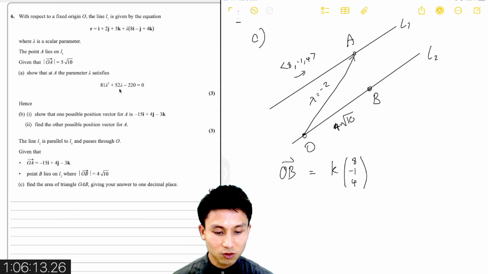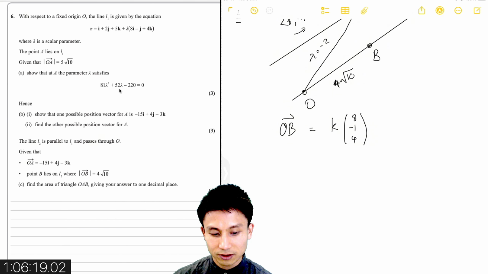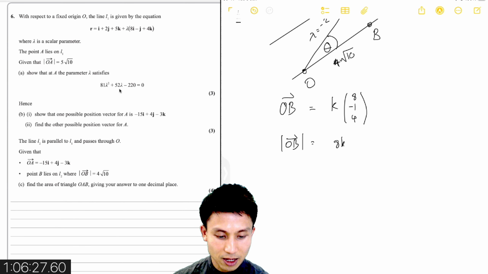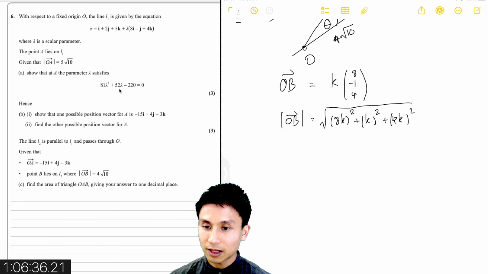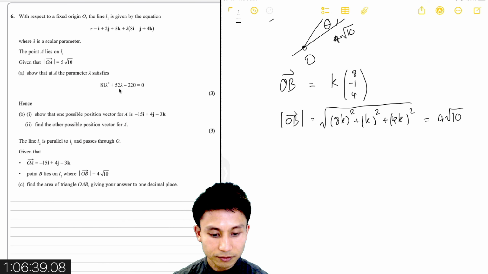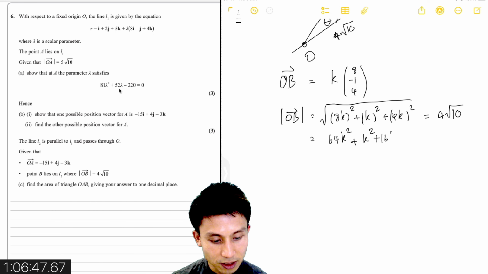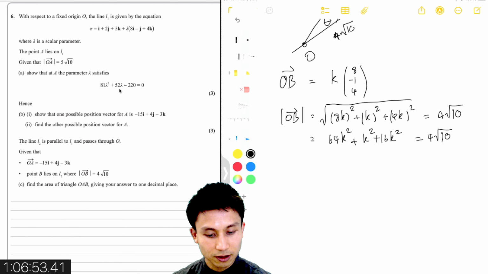Now we're going to find the angle between the vectors and find the area. We will find this angle later. But modulus OB would have to be the square root of (8k) squared plus k squared plus (4k) squared. I just do the Pythagoras here. That would have to be 4√10. So square both sides, and I get 64k squared plus k squared plus 16k squared equals (4√10). Oh no, I gotta square this as well.